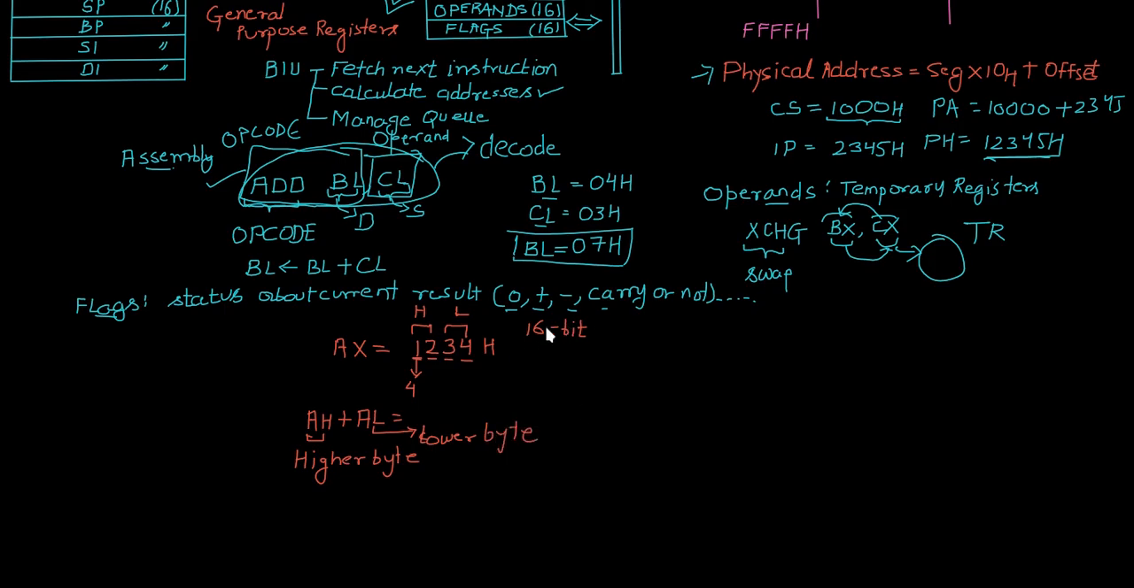Alright, so if this is a 16-bit instruction, what we can alternatively do is, instead of storing the whole 16-bit instruction in AX, we will store 12 in AH and 34 in AL, and the combination will give us 1 2 3 4 H, and we will study all of them in detail in the further coming tutorials.